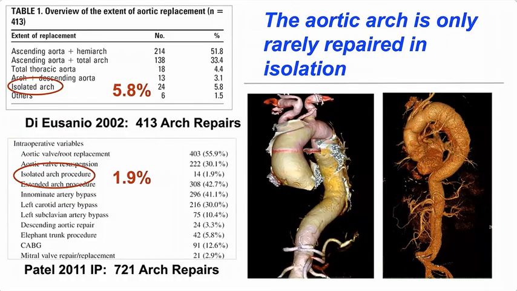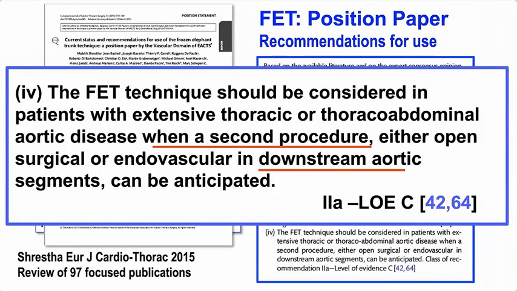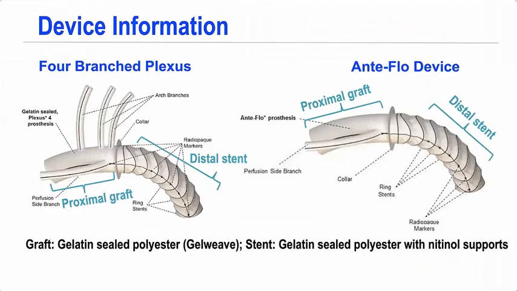I think it's important to point out that transverse aortic arch pathology rarely is isolated and frequently includes downstream descending thoracic and thoracoabdominal pathology. This is recognized by the vascular domain of EACTS, where they point out that the frozen elephant trunk technique should be considered in patients with extensive thoracic and thoracoabdominal aortic disease when a second procedure, either open surgical or endovascular, in the downstream aortic segments can be anticipated or otherwise planned.